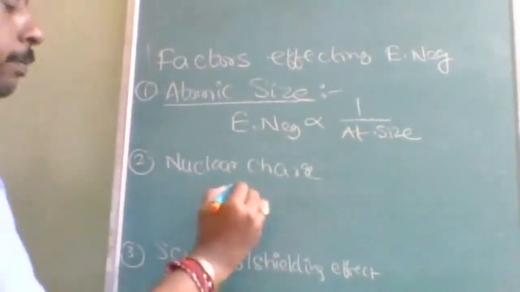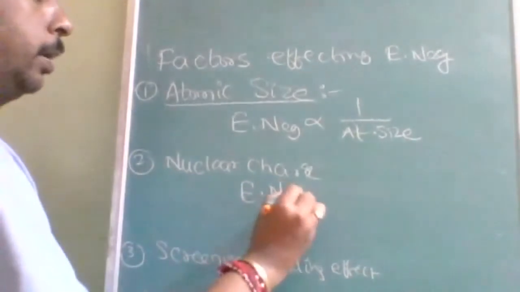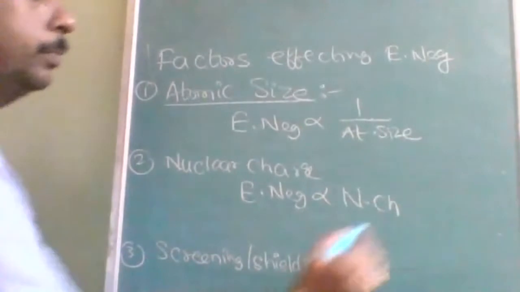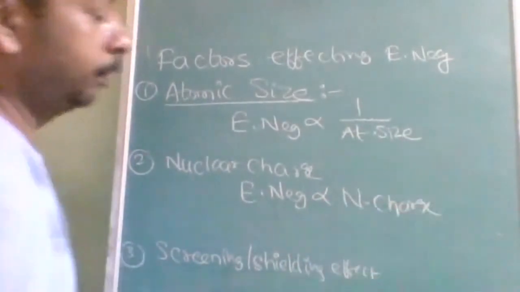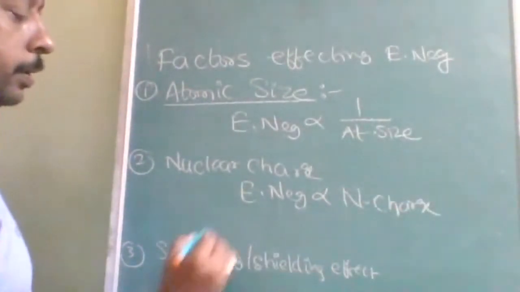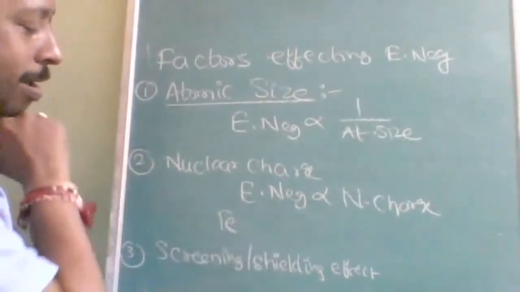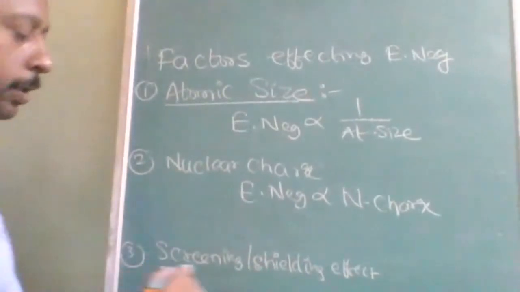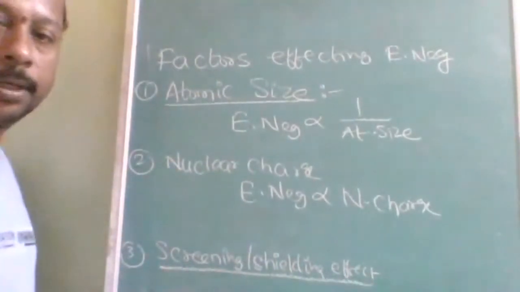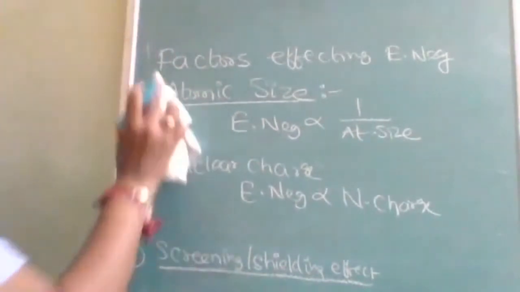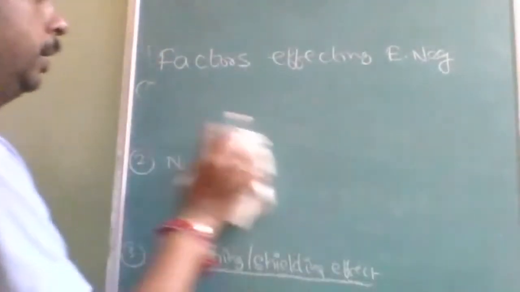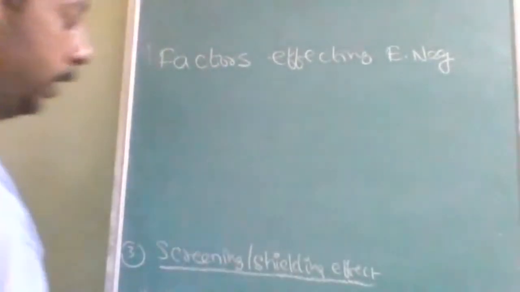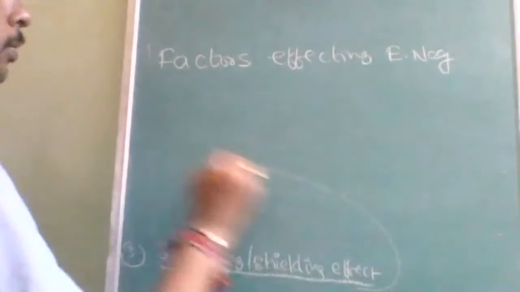And this is very simple: electronegativity is directly proportional to nuclear charge. There is no use of just memorizing sentences like Fe plus 2 and F; that also I will give you through the questions. Third one is screening and shielding effect. Because of the screening or shielding effect, does the attraction force increase or decrease? It will decrease.